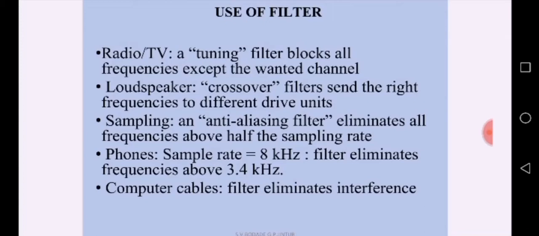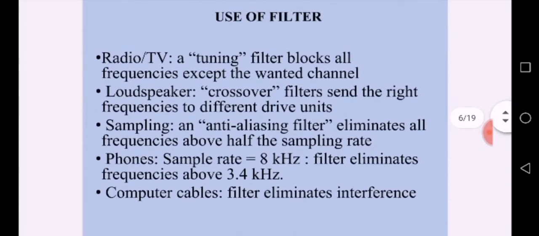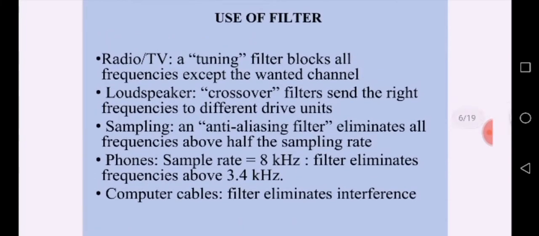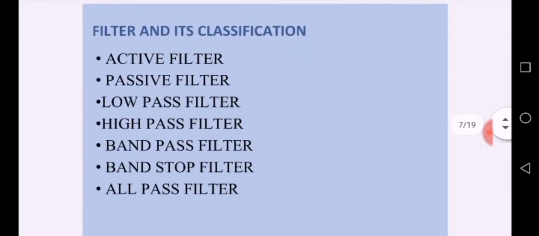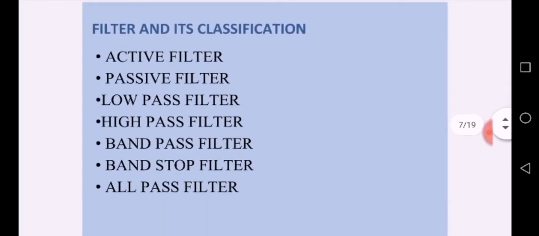It is used in phones where the sample rate is equal to 8 kHz. The filter eliminates frequencies above 3.4 kHz. It is used in computer cables. The filter eliminates the interference.